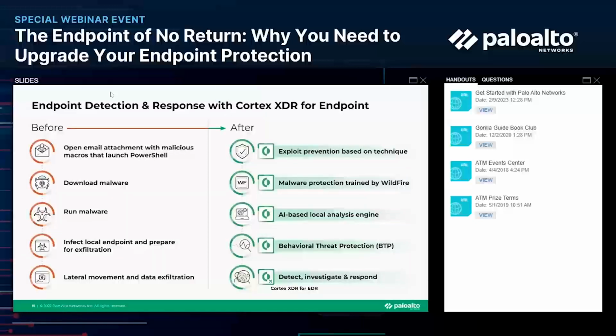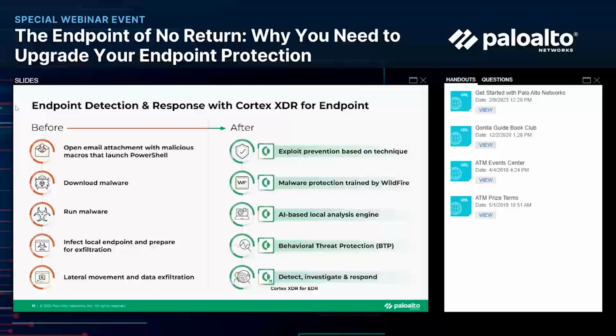So let's take a look at endpoint detection and response with Cortex XDR for endpoint. It will provide you with best-in-class endpoint protection features that we just talked through, with the addition of detection and response capabilities needed to investigate those potential 1 to 2% of threats that may elude your defenses.